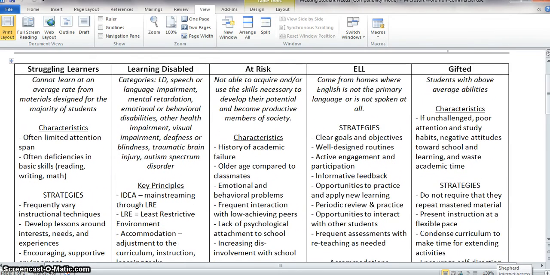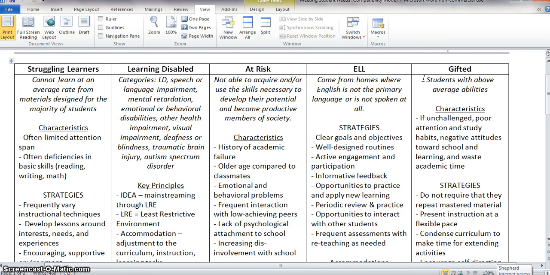The final category that we'll talk about are gifted students. And our definition here is a little bit deceiving. It says students with above average abilities. And that is true. Gifted students have above average abilities. However, those abilities, first of all, are not across the board. A student may be gifted in a certain area, maybe gifted in math, and just regular, or maybe even have a learning disability in other areas. So giftedness does not go across the board.